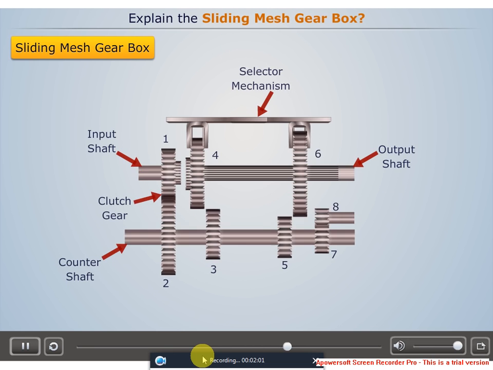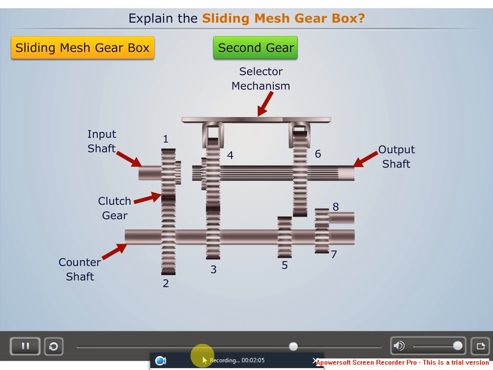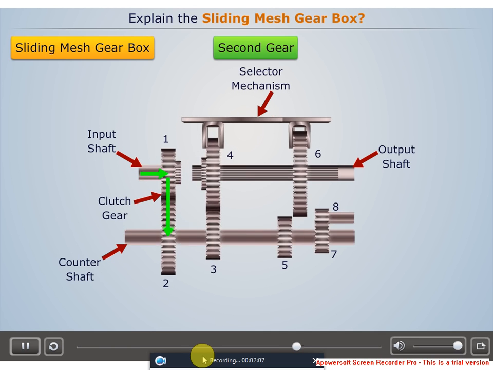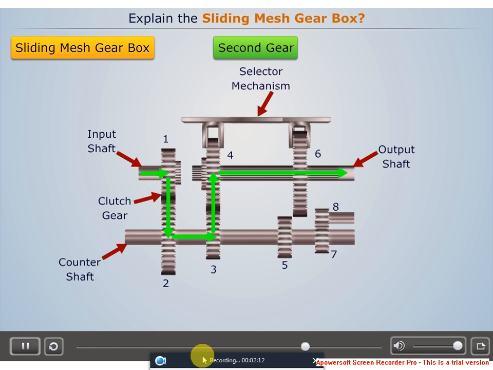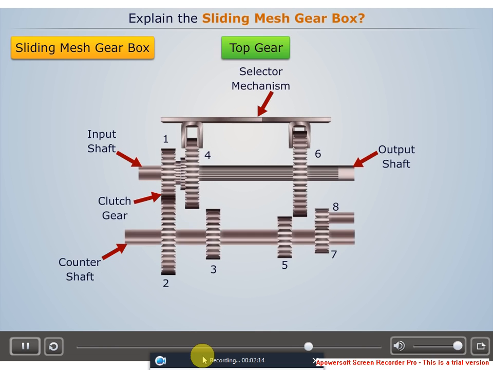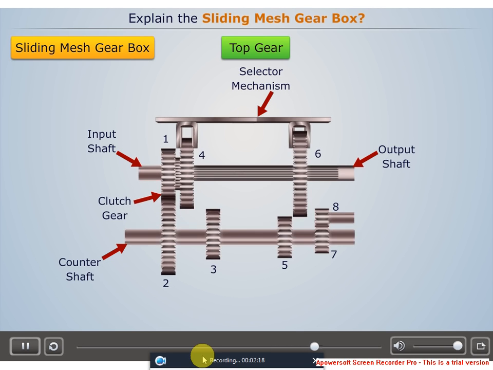Similarly, to achieve the second gear, the gear 4 is meshed with the gear 3. Now the power gets transmitted along the gears 1, 2, 3 and 4. To achieve the top gear, the gear 4 is directly meshed with gear 1. Now the power gets transmitted directly from clutch shaft to output shaft.